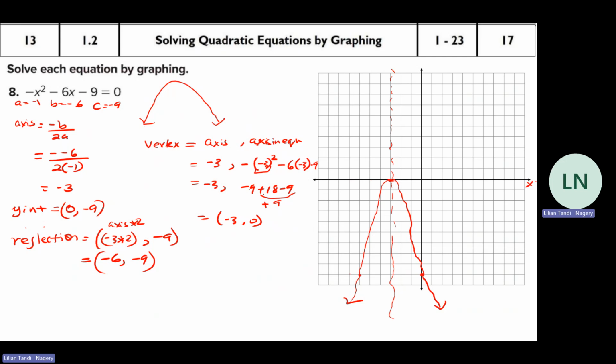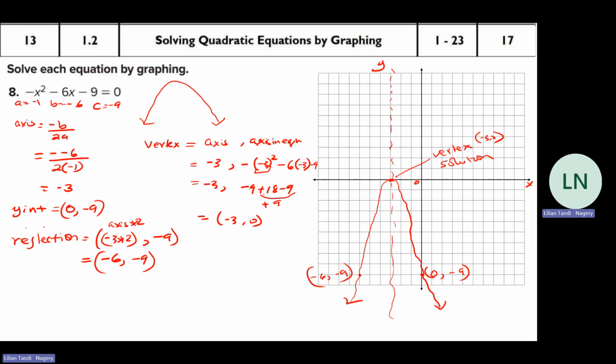And this is x, and this is y. And this is 0. Okay? So this is my solution, my vertex, all that. Vertex, it's also my solution. There you go. So -3, 0. This is the 0, -9. This one is -6, -9.